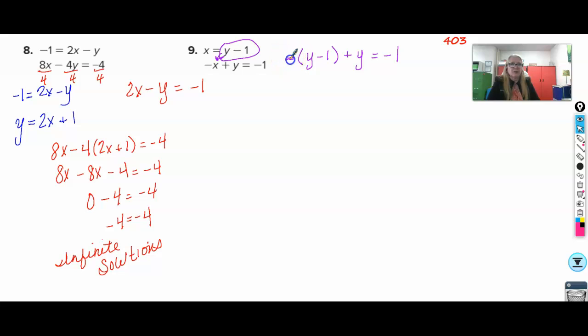I have to distribute this. I have to treat this as a negative 1. Negative 1 times y is negative y. Negative 1 times negative 1 is positive 1. And then that's not part of the distribution. Okay. Negative y and positive y add together, give me 0, and I end up with 1 equals negative 1, which is a false statement. This is a situation where there are no solutions. If you get false, there are no solutions.